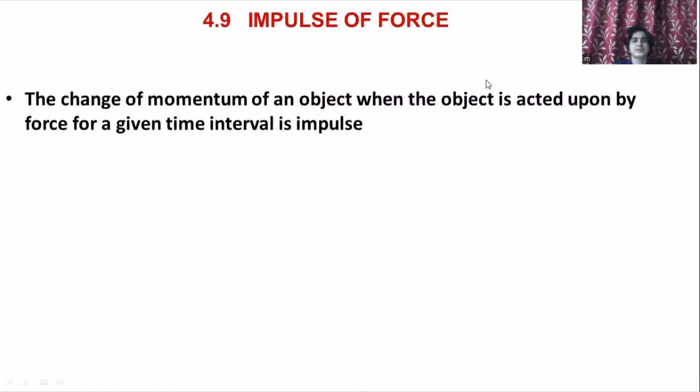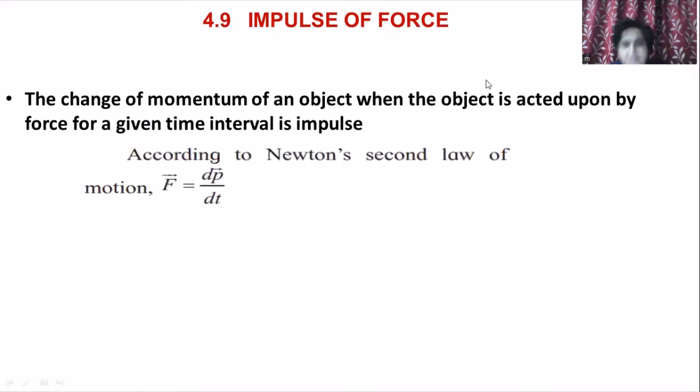The change of momentum of an object when the object is acted upon by force for a given time interval is impulse. According to Newton's second law of motion, F is equal to dp by dt, right? Force is rate of change of momentum. Now if this dt is taken to the left side, multiplication F into dt will be dp. This F into dt, that is force into time, is the impulse of the force.